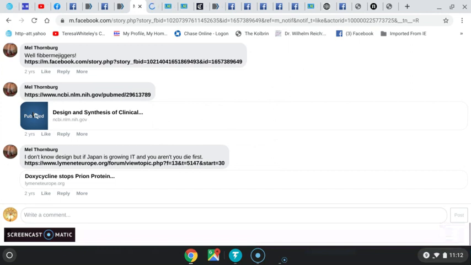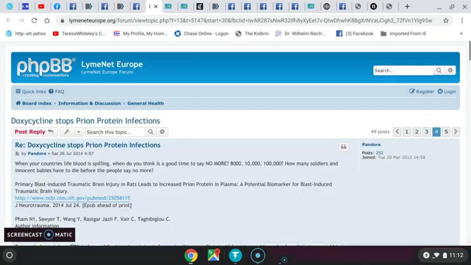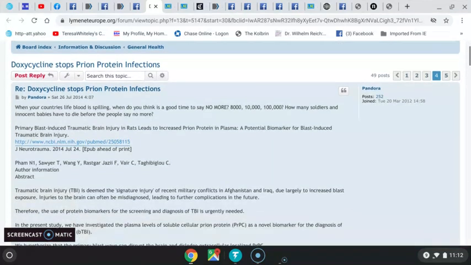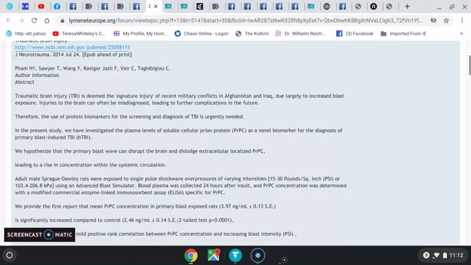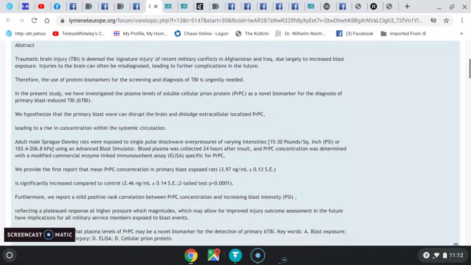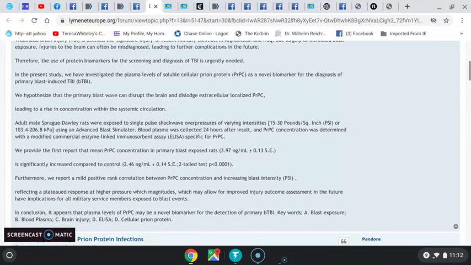It's just, I don't know, design, but if Japan is growing it and you aren't, you die first. While your country's lifeblood is spilling, when do you think is a good time to say no more? 8,000, 10,000, 100,000. How many soldiers and innocent babies must die before the people say no more?